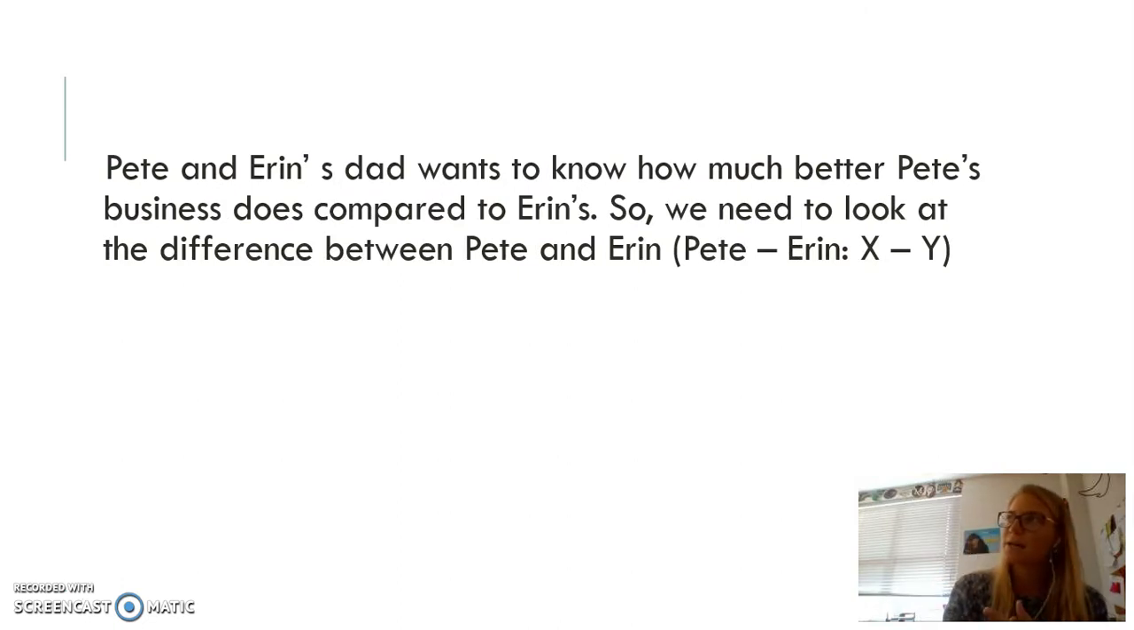Because Pete has one more spot in his Jeeps, Pete and Erin's dad want to know how much better Pete's business does compared to Erin's business. So we're going to be looking at Pete minus Erin instead of the other way around. You're going to have to be very careful about which way you're subtracting, because obviously if we switched it, we would get very different numbers in our distribution.